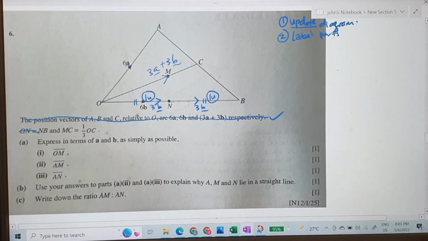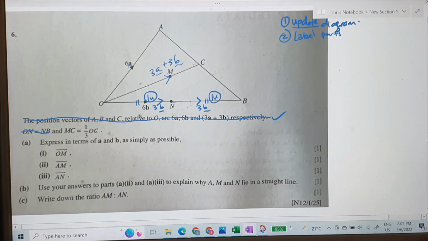I'm done with this already. Now the next thing they tell me is MC equals to 1/3 OC. MC here is 1/3 of OC. So this is 1 unit, but I write one part, because this 1 unit and this 1 unit are different lengths. So I'm going to write one part here. This is 1 and this is 3. Let me write here for you.